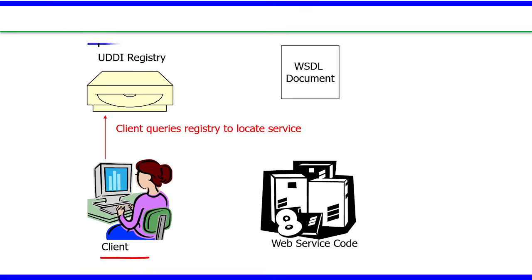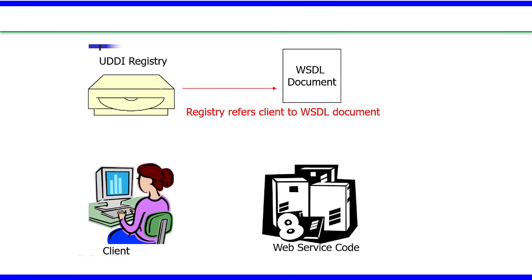So this is a client, right? Client queries registry to locate a service based on some text, matching the text or keyword matching. It will go and search in the UDDI registry. Then UDDI registry refers client to WSDL document. So UDDI registry, there is a WSDL document for each service. So this UDDI registry will show a link to a WSDL document.